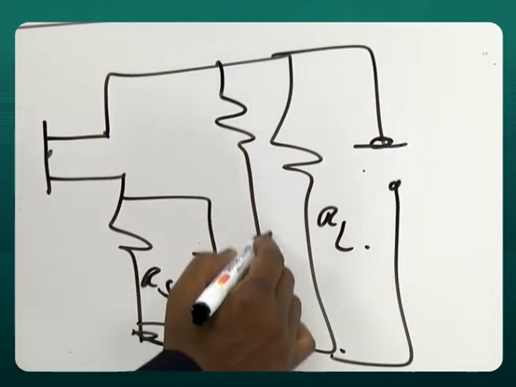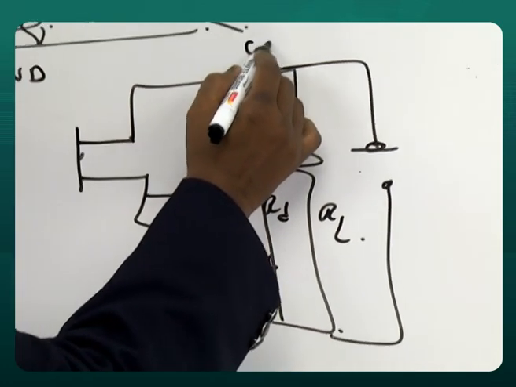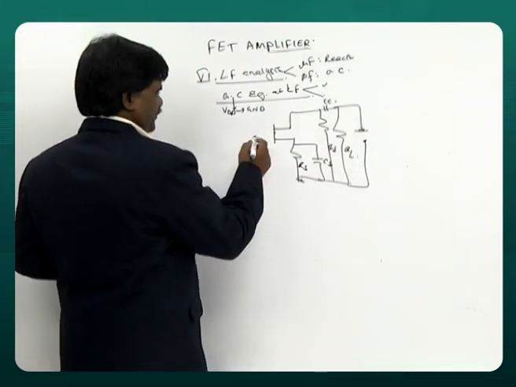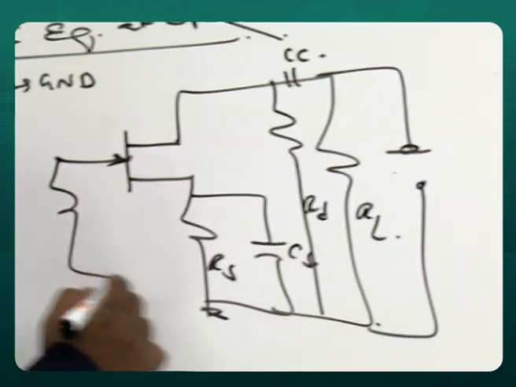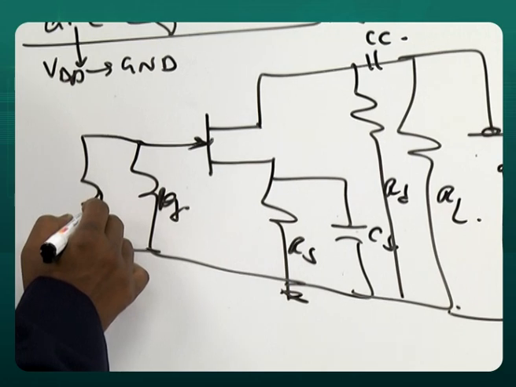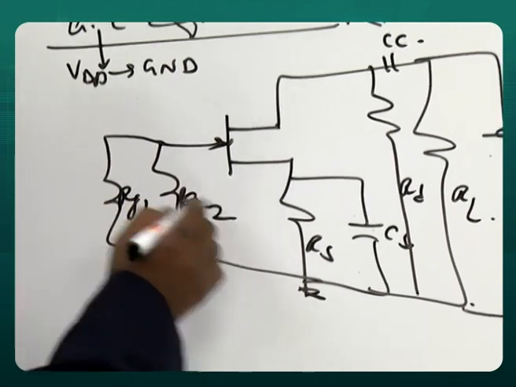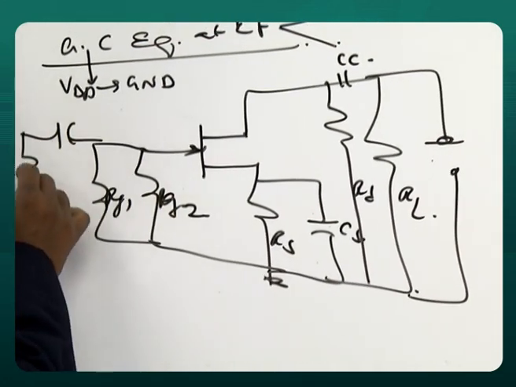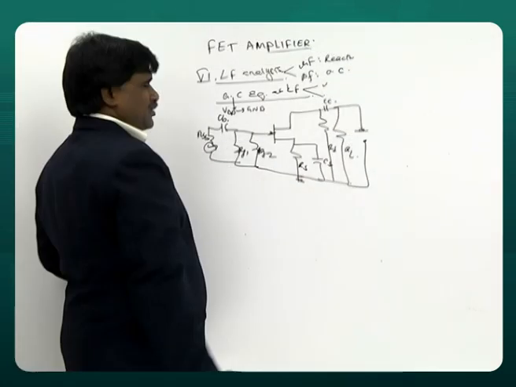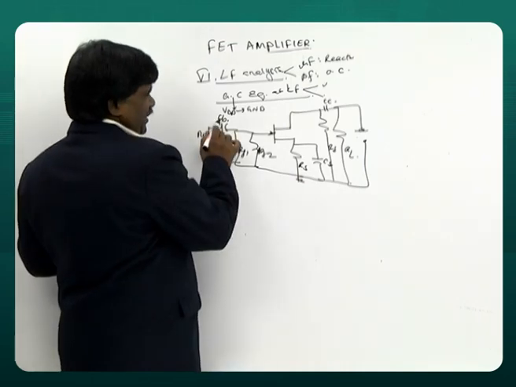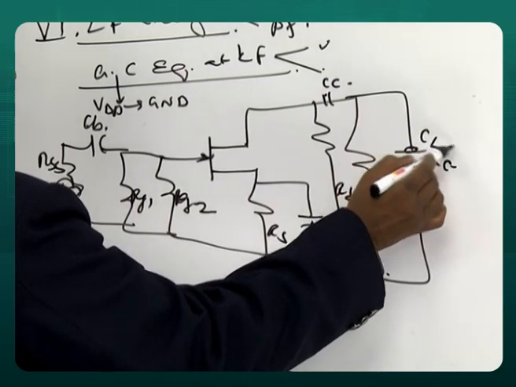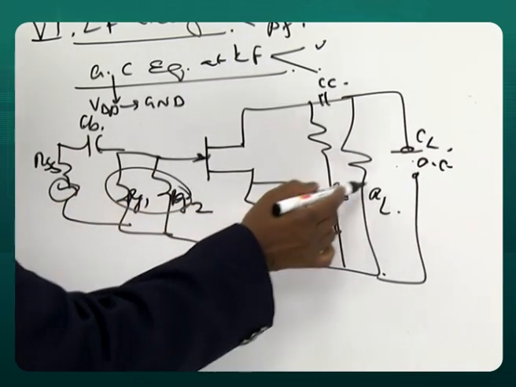And you have RD here, CC here. All capacitors come into picture. RD here, RG1, RG2. All capacitors come into picture. So please look here. This is micro, this is micro, this is micro available. This is pico, open. This is parallel, this is parallel.